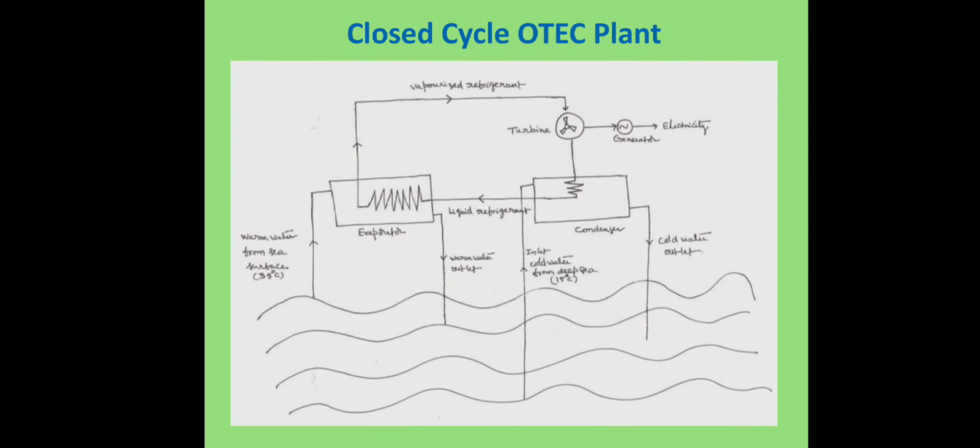Here the warm water at 35 degrees is taken from the upper layer of the sea surface, and it heats the refrigerant in the evaporator. The evaporator forms vaporized refrigerant, which rotates the turbine to generate electricity. The vapor then goes to the condenser, and cool water at 15 degrees Celsius from the bottom level is taken to the condenser, which converts the vapor back to liquid refrigerant, and this process continues to produce electricity.